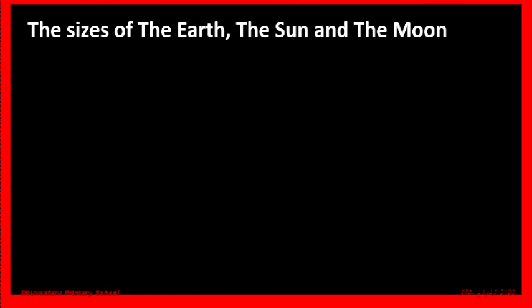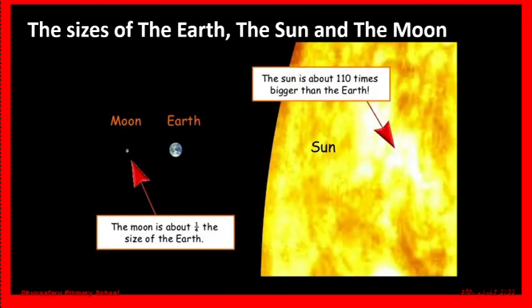The sizes of the Earth, the Sun and the Moon. The Sun is about 110 times bigger than the Earth. The Moon is about 1/4 the size of the Earth.